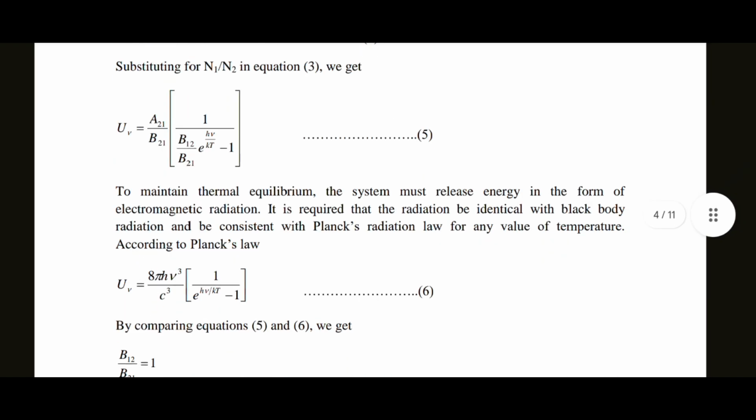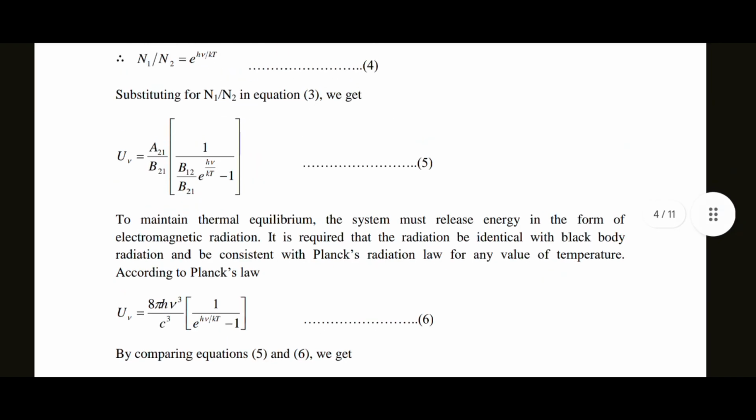To maintain the thermal equilibrium, the system must release energy in the form of electromagnetic radiation. It is required that the radiation should be identical to the black body radiation and consistent with Planck's radiation law for any value of the temperature. According to Planck's law, we have U nu is equal to 8 pi h nu cube by c cube times 1 by (e power h nu by kT minus 1).